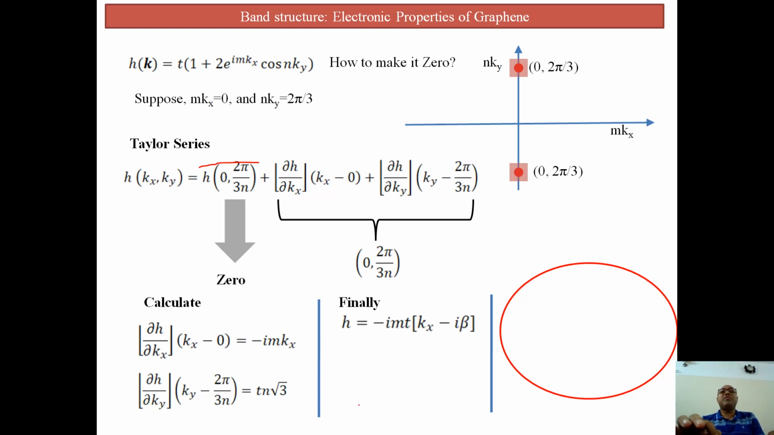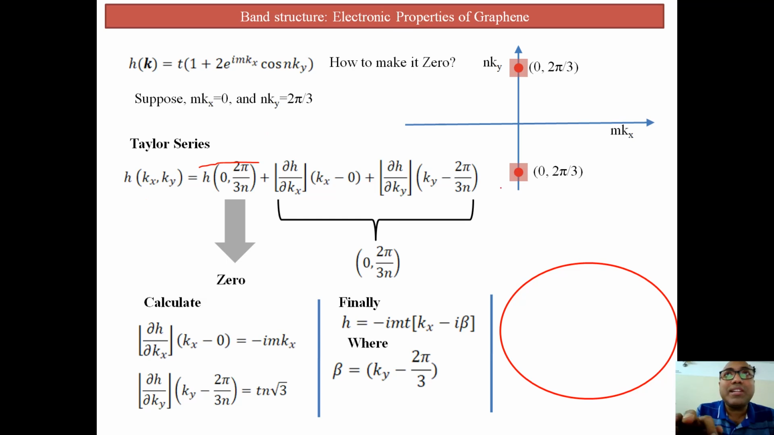Similarly, finally, what you will get? Finally, you will get h is equal to imt kx minus ib. Now beta. So what is my beta value? So this is my beta value. Beta value is ky minus 2 pi by 3. So look at these things carefully.